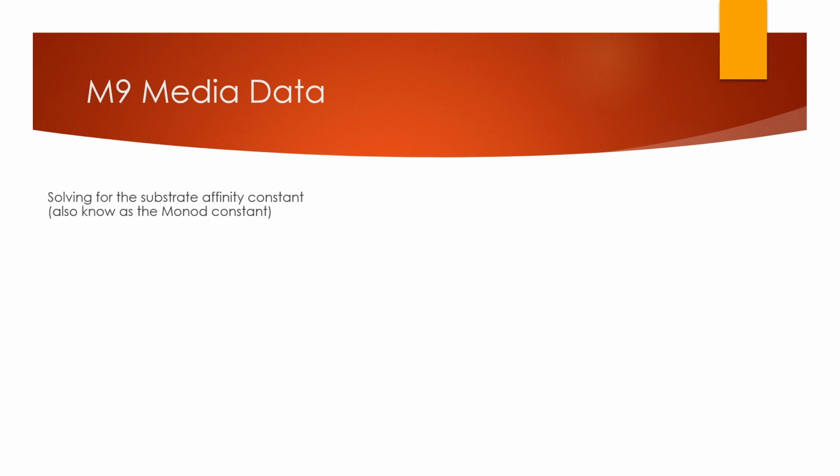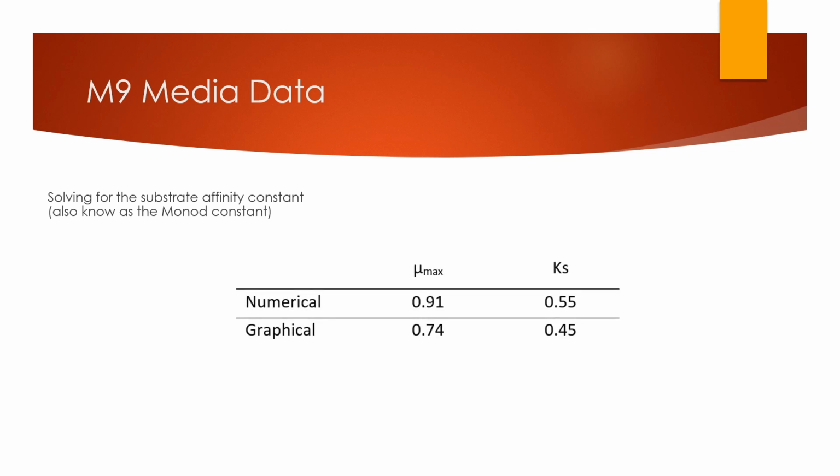Solving for the substrate affinity constant, which is also known as the Monod constant, we get a mu max of 0.91 numerically, and using that value to solve for Ks, we get a Monod constant of 0.55. If we use the graphical method, we'll get a mu max of 0.74 and a Monod constant Ks of 0.45.